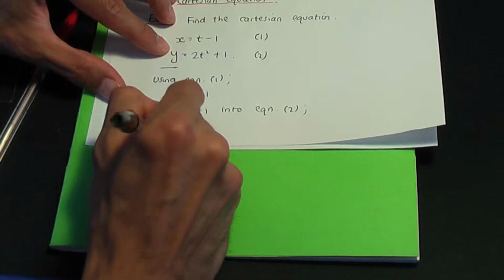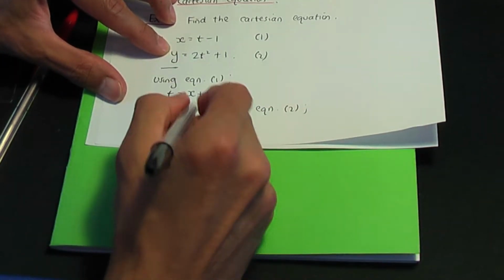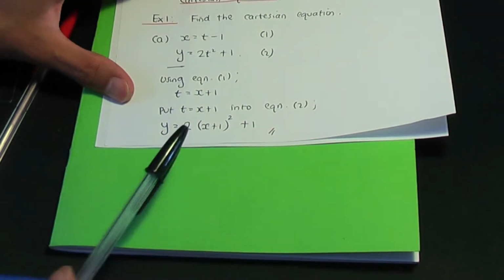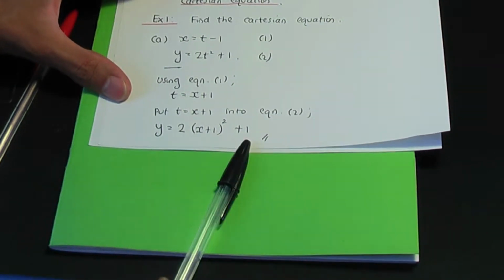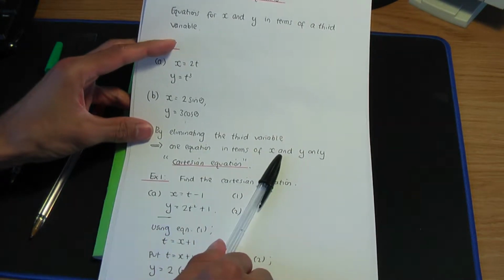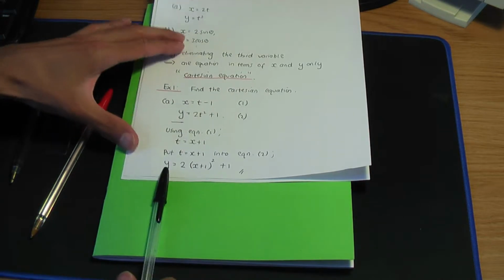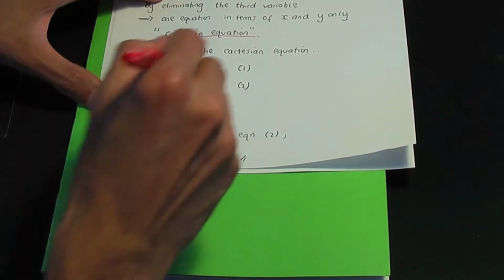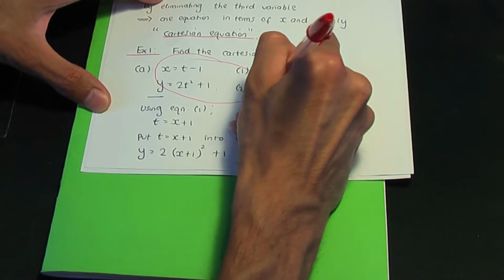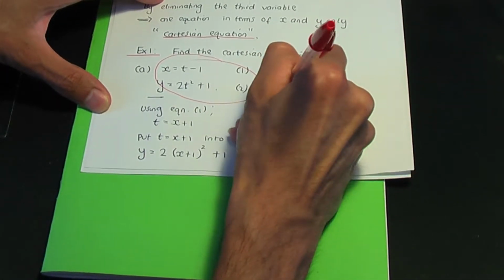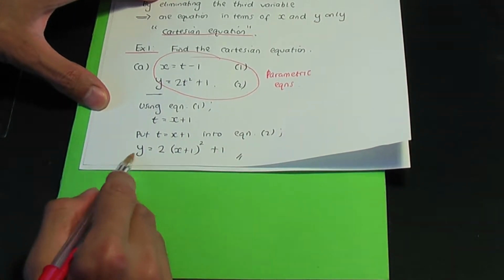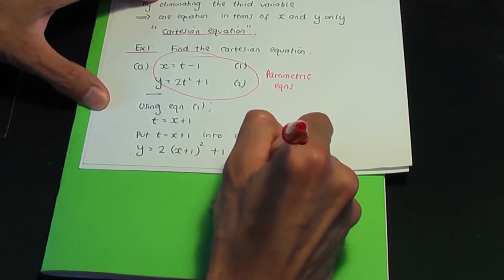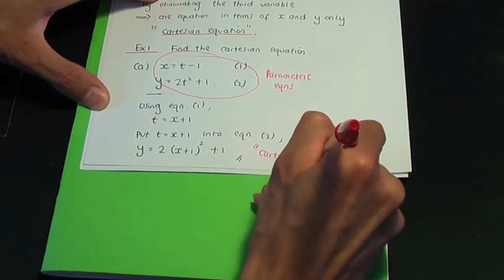So by doing this, we're going to have y is equal to 2 into t, which is x plus 1 squared plus 1. Okay, so this equation that we've ended up with, this is an equation in terms of x and y only, and according to the definition, this equation in terms of x and y only is our Cartesian equation. Okay, so remember, we started from parametric equations, so here are the parametric equations, and we've ended up with one equation in terms of x and y only by eliminating the third variable t. And remember, this equation that we have now is the Cartesian equation.